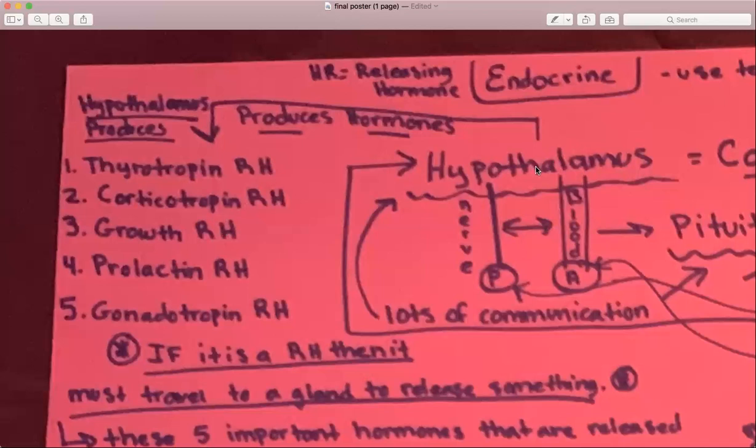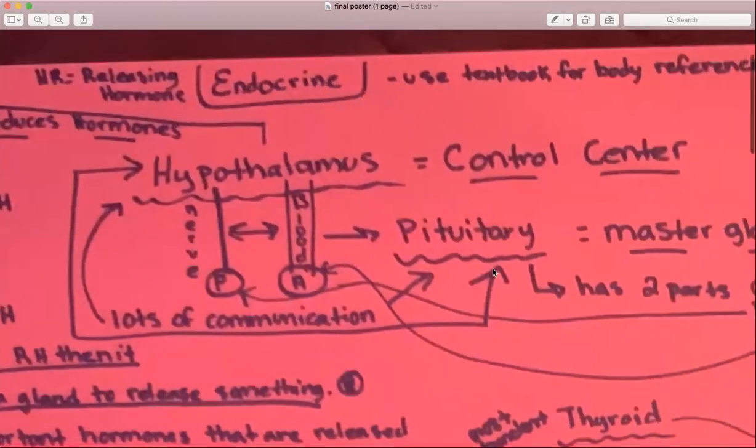So again, we have our hypothalamus, that's our control center. Over here, we know that our control center doesn't just control, it produces. And the reason it produces is because the hormones that it produces are controlling the hormones of the master gland, of the pituitary gland.